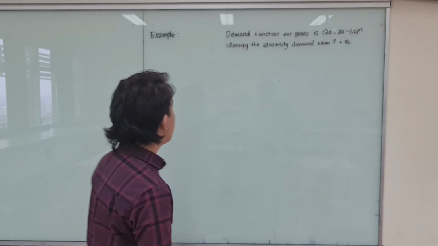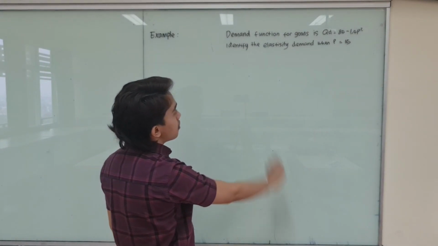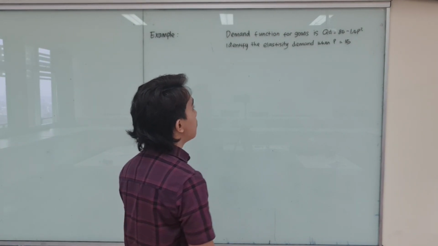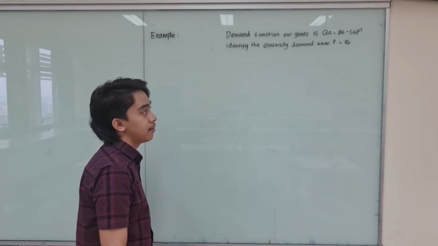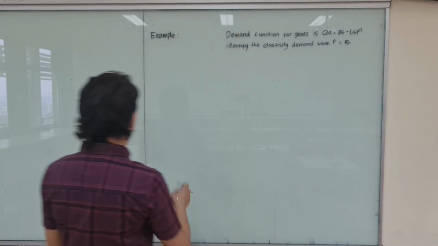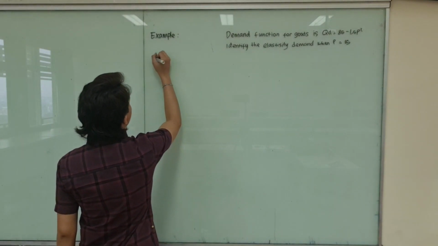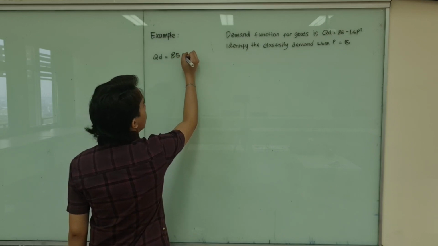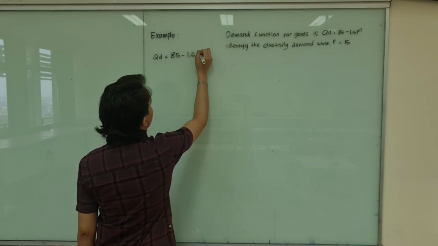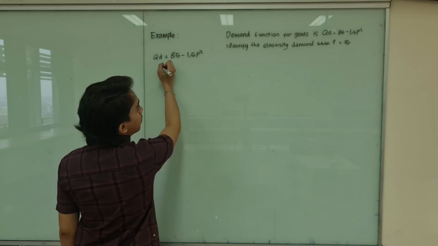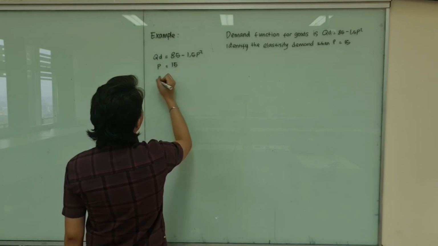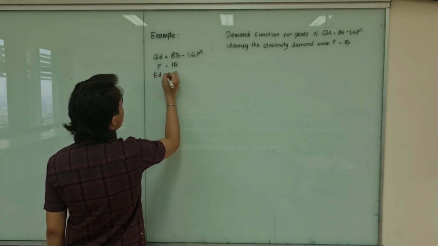Now let's do the example. The example is: the demand function for goods is QD equal to 85 minus 1.5 P squared. Identify the elasticity of demand when the price is 15. So we write down the QD here is 85 minus 1.5 P squared, and the price is 15, and now I need to find the elasticity of demand.